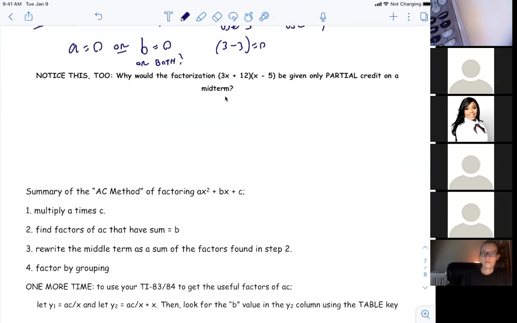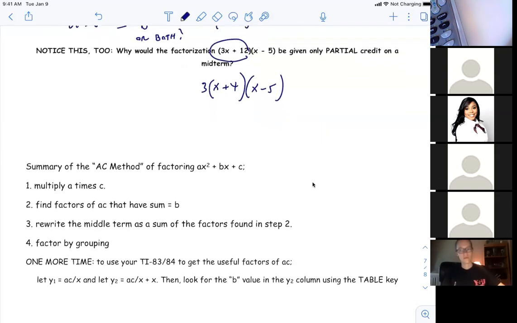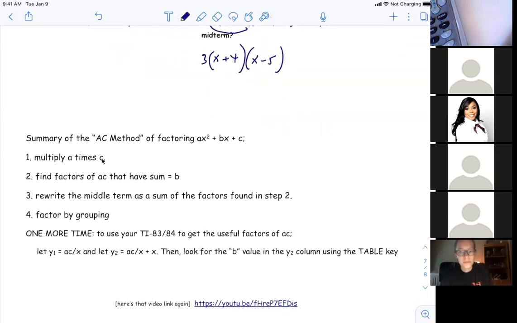And then why would this be a partial credit answer only? Because the 3x minus 12 has a GCF that hasn't been taken out. You would want to rewrite that so that it is broken down as much as possible. When you get all done factoring, look at your parentheses expressions, make sure there's not a sneaky little GCF, like a 3, that you skipped over. You don't have to go back to the beginning. You just factor it out of that one term.